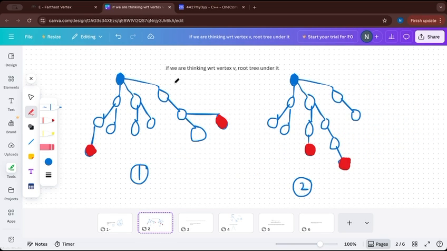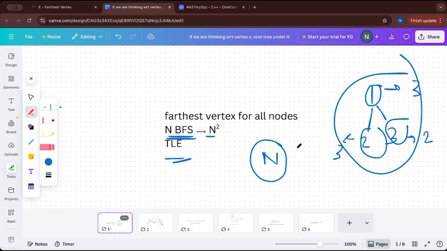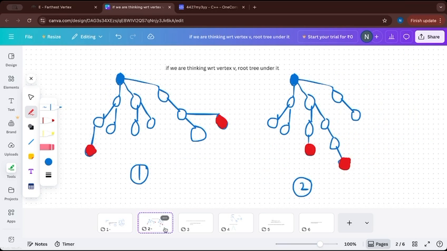So if we are thinking, let's leave the answer for all. Let's just try to find the answer for some vertex v. If we find some strategy for v and we try to apply it for all, if that reduces to O of n, then it is fine, right? So firstly, let's forget about the fact that we have to return the answer for all. Let's just think about some vertex v.